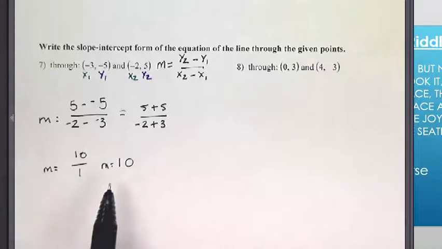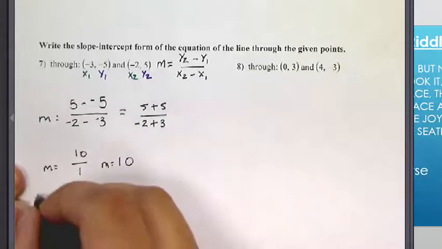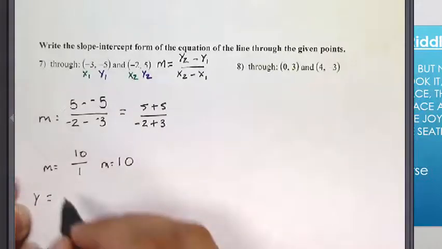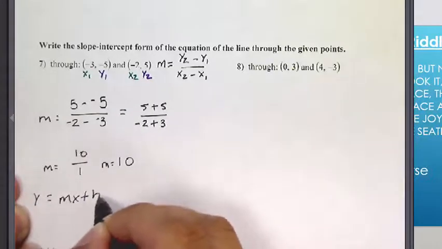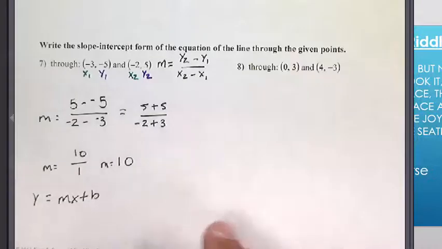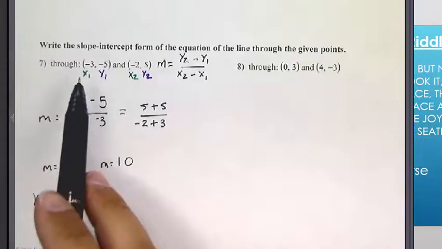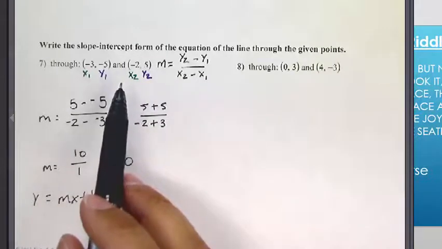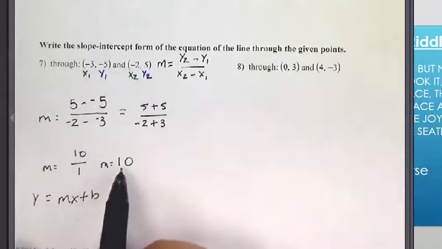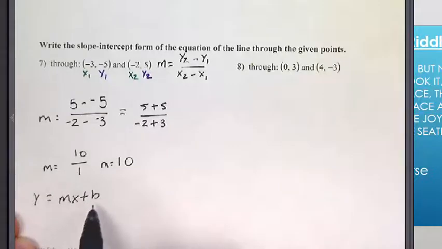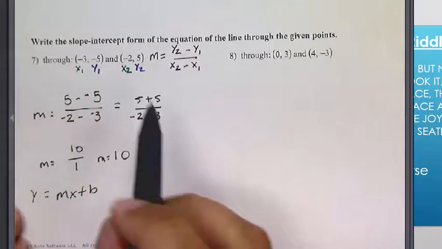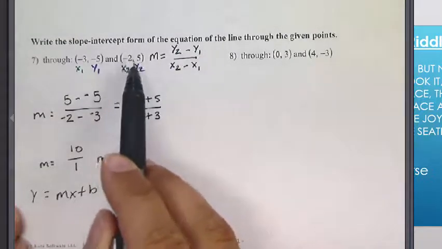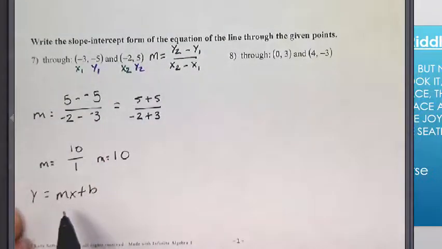Now, I need to put this into slope-intercept form. Our slope-intercept form is y equals mx plus b. And when you do this, you are given a point already. Okay? You can use either point. Doesn't matter. What I'm going to do now is, since I have slope, I'm going to figure out what b equals. Alright? So I'm going to take this point and plug this into the equation.